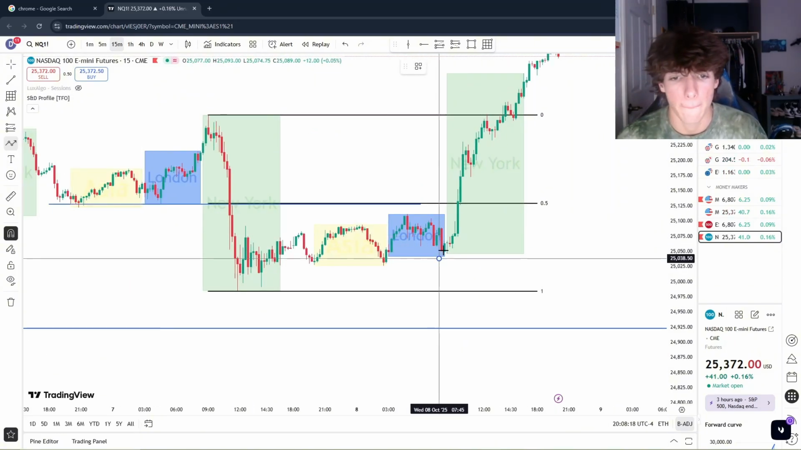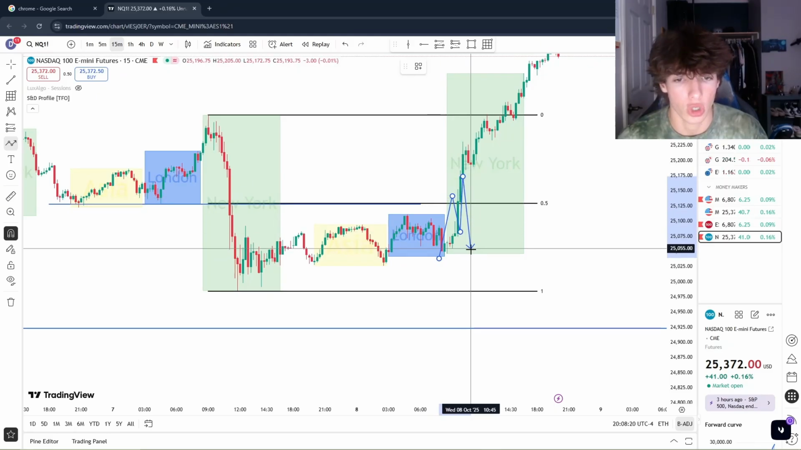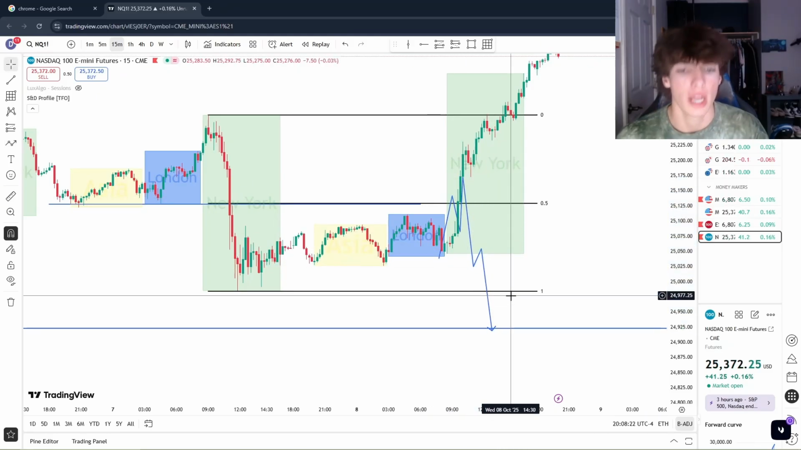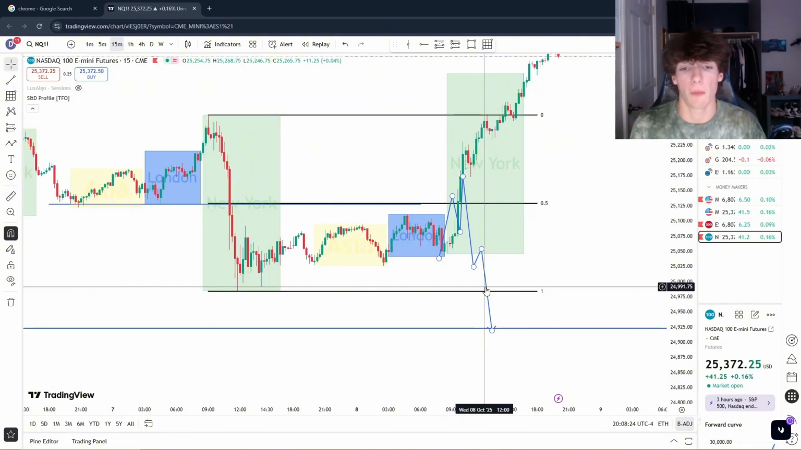Where we see manipulation higher, then a little bit of an internal model, and then we trade all the way down to these lows. That's what I was predicting that we would see on open, but I didn't end up taking the short and losing money because of it, because I'm able to react to the market, right?